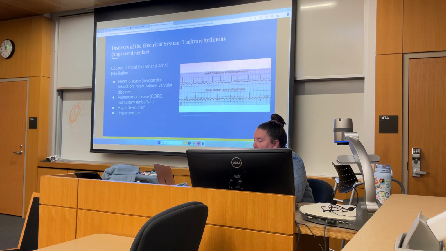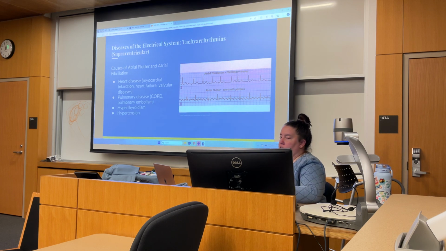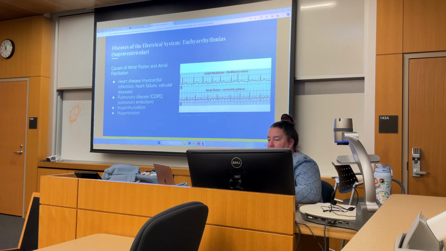The regularity of the sawtooth pattern in atrial flutter is one way to distinguish between atrial flutter and atrial fibrillation. The P waves of atrial fibrillation will look completely random and irregular, or they won't show up at all. And you can see that here. So in atrial fibrillation, the P waves are completely random.